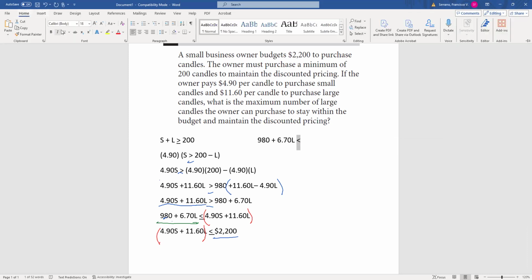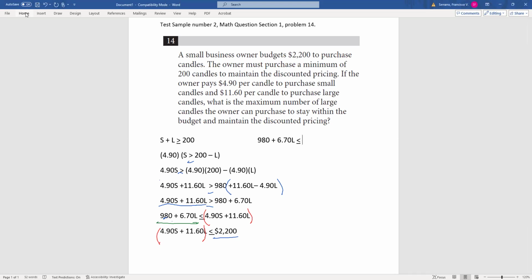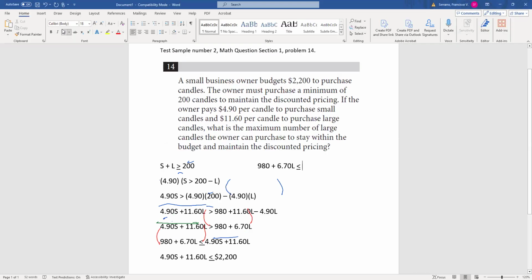So let me underline, since this is the only problem in this video, so we have time. Okay, now let me stop underlining. All right. Let me take away the $ sign and the comma to make it easier. So 6.70 L is less than or equal to 2200. So I need to find out the number of large candles.